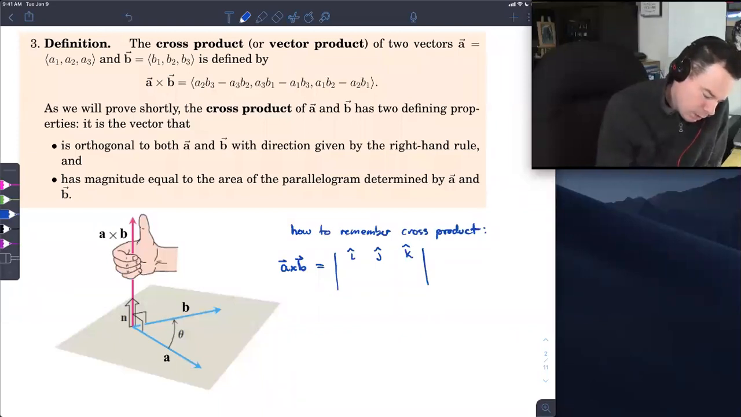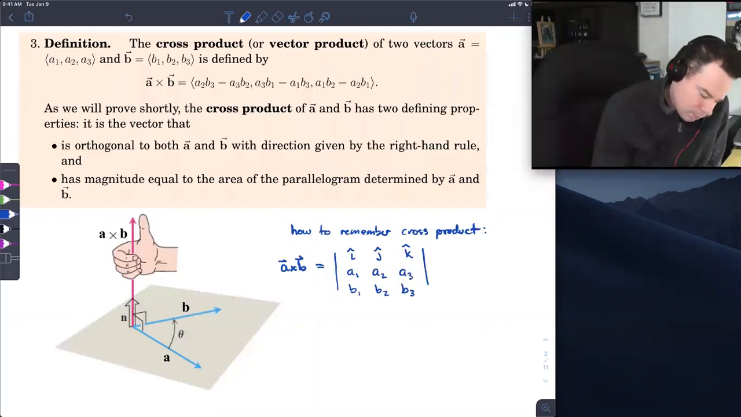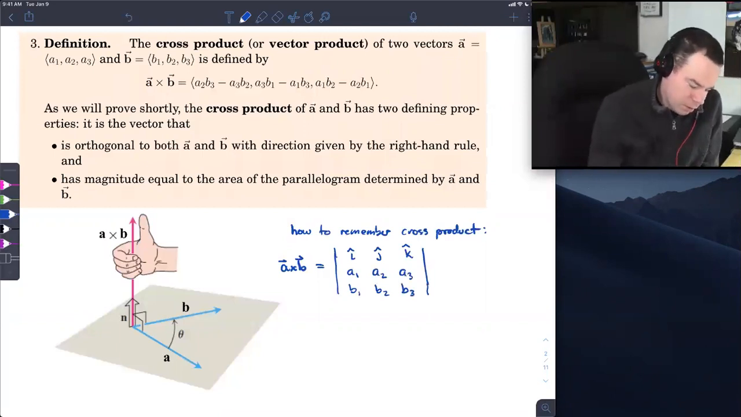And then for the next row, I write down the components A1, A2, A3, and the next one I write down B1, B2, B3. So I form this quote unquote matrix with the second and third rows being our vectors and the top row being the standard basis vectors. And these vertical bars mean determinant. So we're looking at a determinant here.